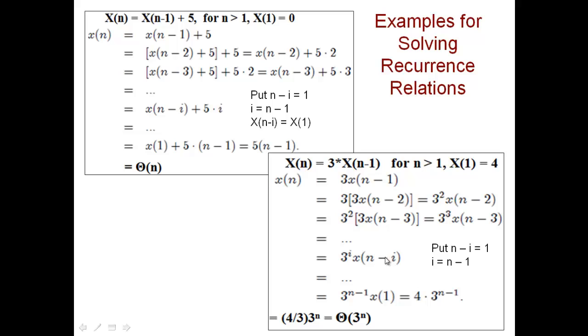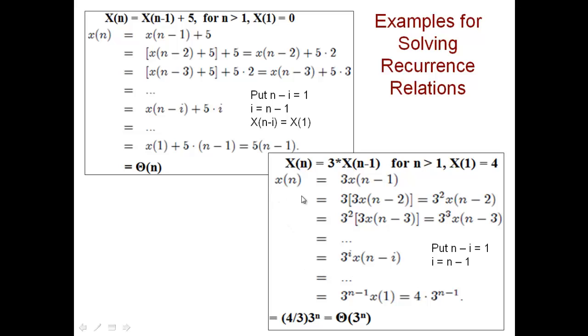So until what value of i can you keep going down? This is until x of 1, right? So we have to solve for i by putting whatever is inside this x in the general recurrence with what is inside x in the basic terminating condition. So we have n minus i equals 1. So when you solve for i, it is n minus 1. So substitute i equals n minus 1 in this general recurrence.